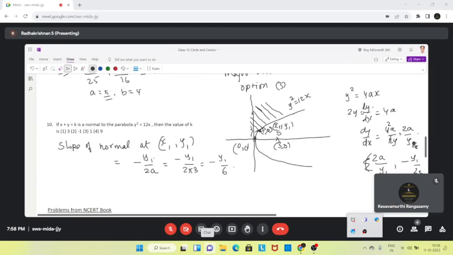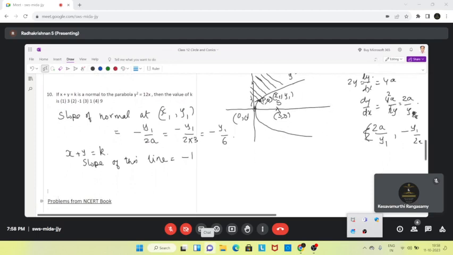And now, what is the slope of the given equation x plus y equal to k? Okay. So what is the slope of this line? -1, sir. Okay. Minus a by b. So which is minus 1. So we can see that the slope of normal, minus y1 by 6, is equal to minus 1. So we can determine the value of y1, and correspondingly we can determine the value of x1. Okay. So that is what we want to do.